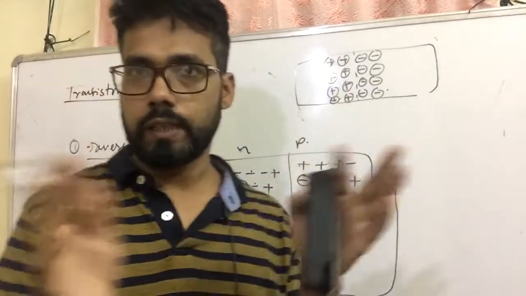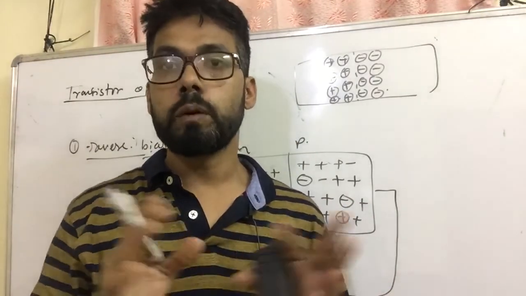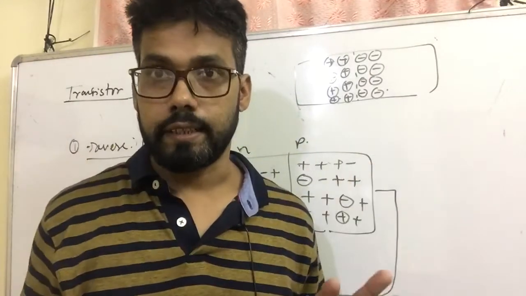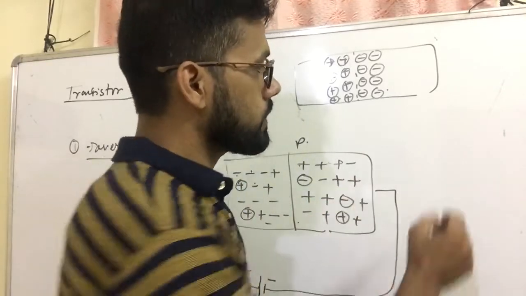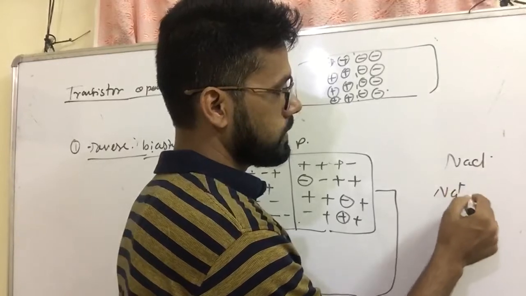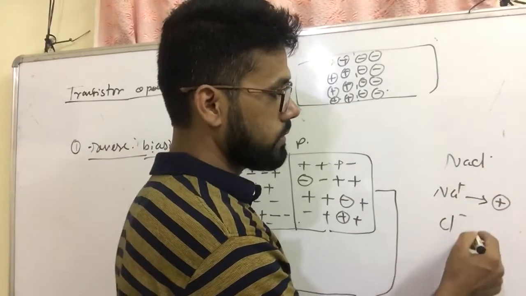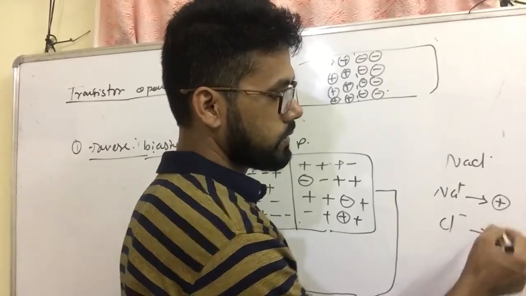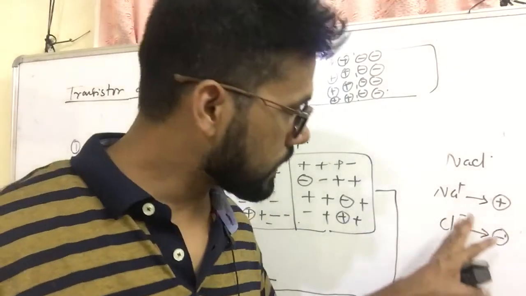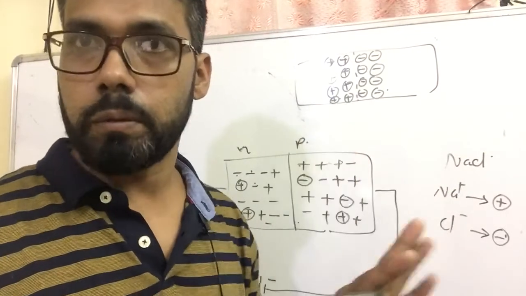Ions cannot move beyond the junction. Remember, they are called immovable ions because they are heavy. If you are confused, we can compare with sodium chloride. Sodium is positive and represents the donor, and chlorine accepts an electron, so it is negative. These are ions, and they are heavy compared to the electron. That is why they are known as immovable ions.